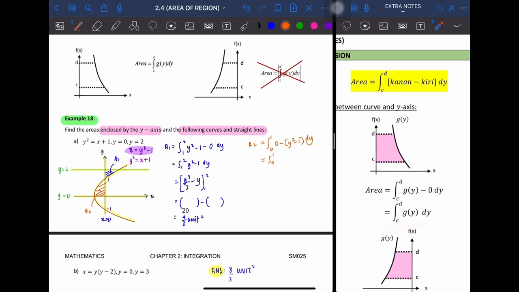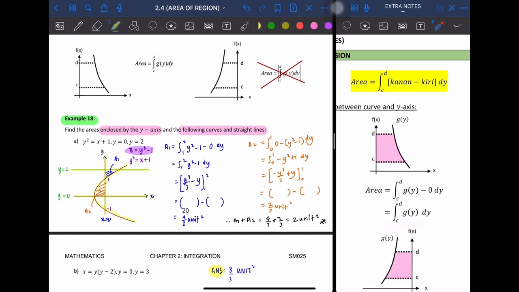Okay, so I substitute the negative. Substitute pula, expand the negative. So negative y square plus 1, y. So negative y cube over 3 plus y. From 0 until 1, substitute upper limit minus substitute lower limit. You're going to get 2 over 3 unit square. Okay, so the final answer, A1 plus A2, you're going to get 4 over 3 plus 2 over 3, which is 2 unit square.